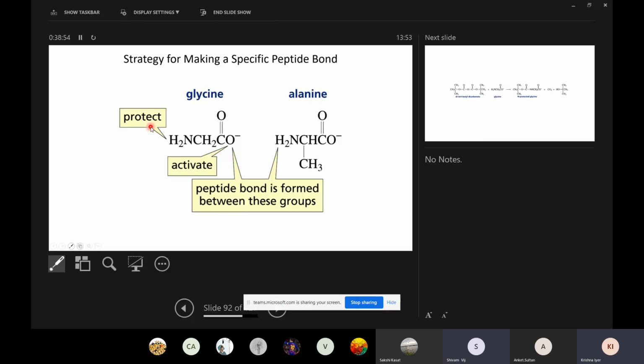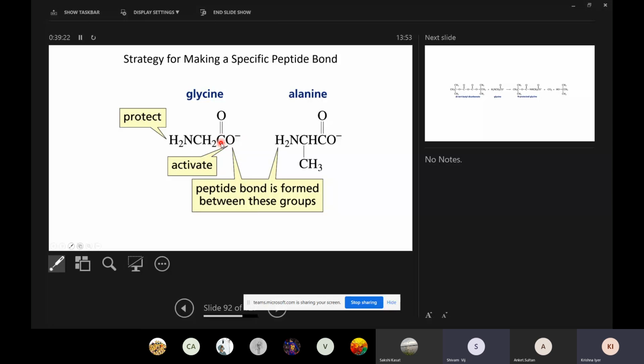Okay, so see what I've done now. I will take this glycine and I'll somehow cover this amino group so that it becomes unreactive. At the same time, I take this carboxyl group and I activate it so that it will have a higher affinity for a nucleophile, so that the reaction tends to occur at this carbonyl carbon.